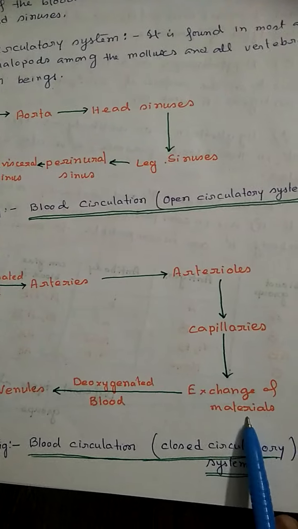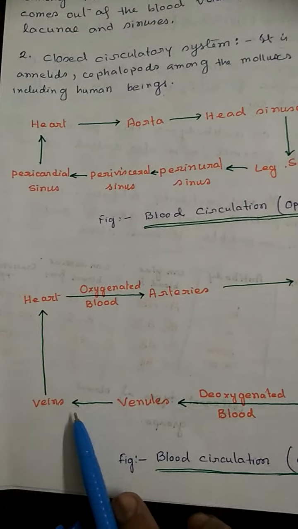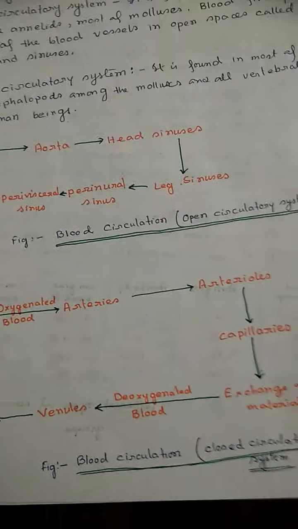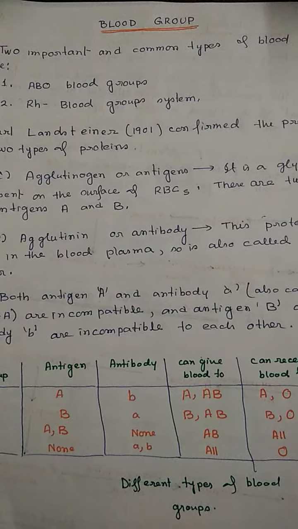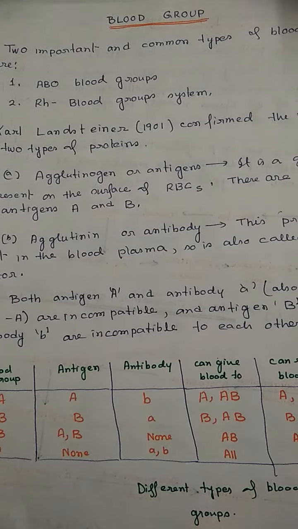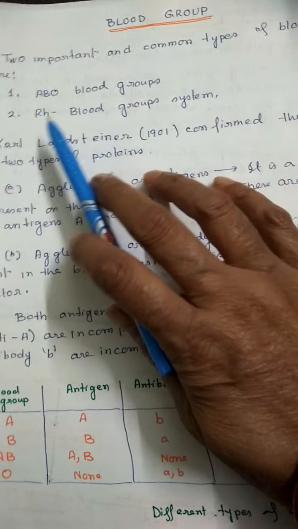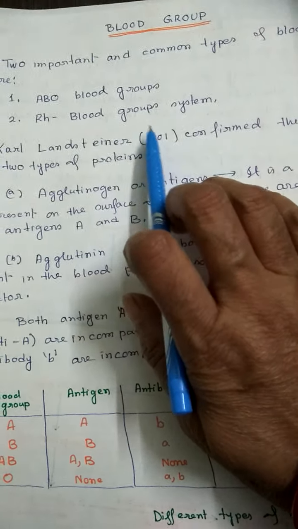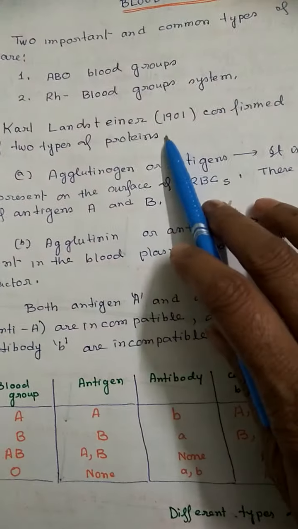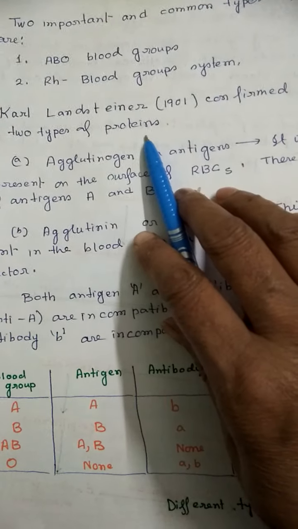Capillaries, where exchange of material takes place, contain deoxygenated blood, then venule, then it forms vein, and then to the heart. So two types of circulatory pathway are there. Now regarding the blood group, two important and common types of blood groups are the ABO blood group and the RH blood group system. Landsteiner in 1901 confirmed the presence of two types of protein.